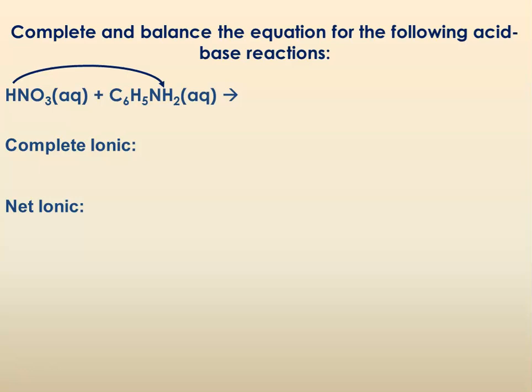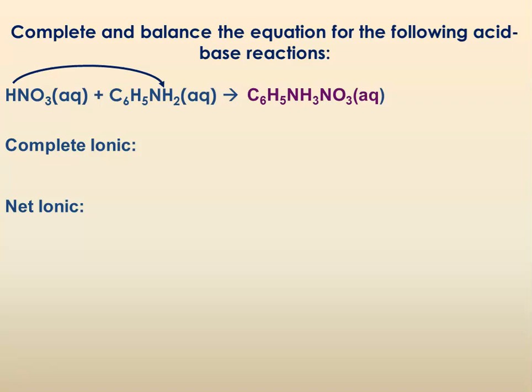So C6H5NH3 plus is going to act as my cation, and NO3 minus is going to act as my anion. I know I have water present because those two are in aqueous solutions. And although I don't know anything about C6H5NH3's properties and solubility, I know that all nitrates are soluble. So that's why I can put the AQ after that particular compound.